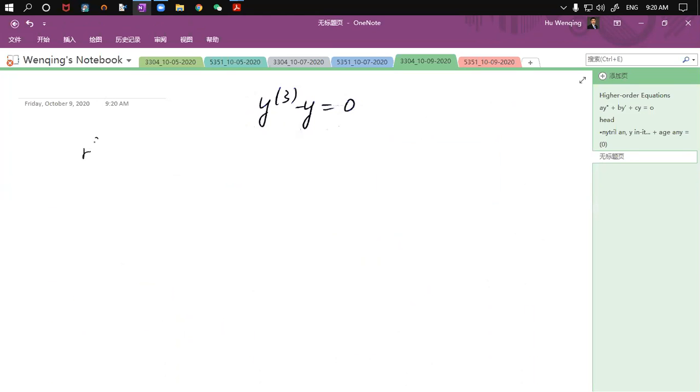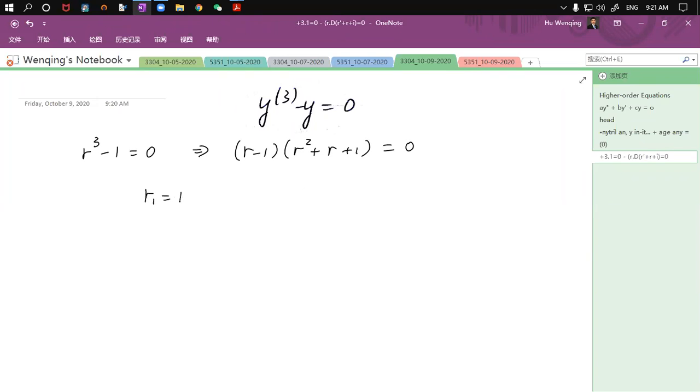Well, the characteristic equation is r cubed minus 1 is equal to 0. Remember, y corresponds to 1. So this is going to give you r minus 1 multiplied by r squared plus r plus 1 is equal to 0, by standard factorization.